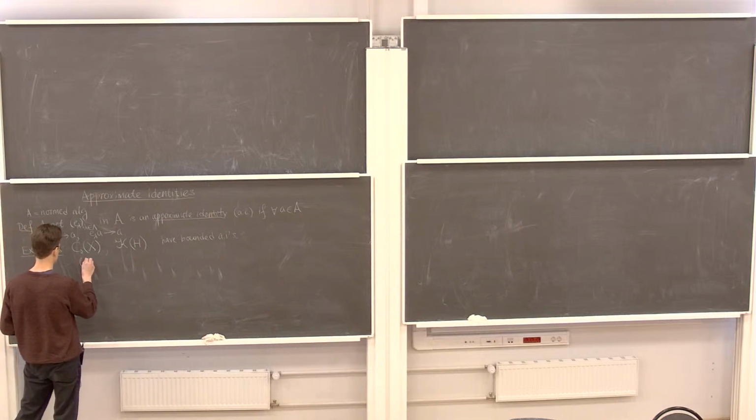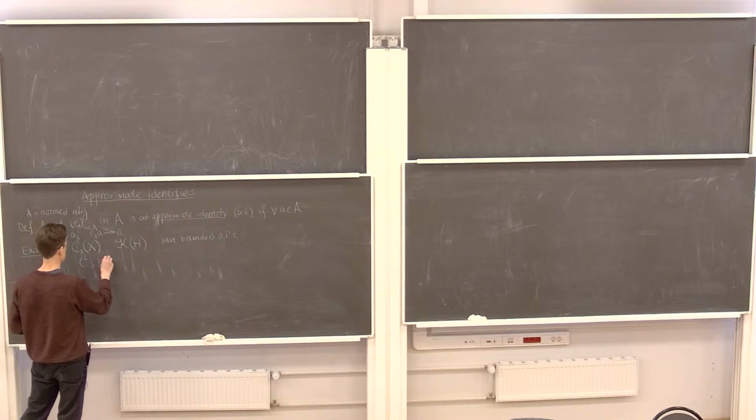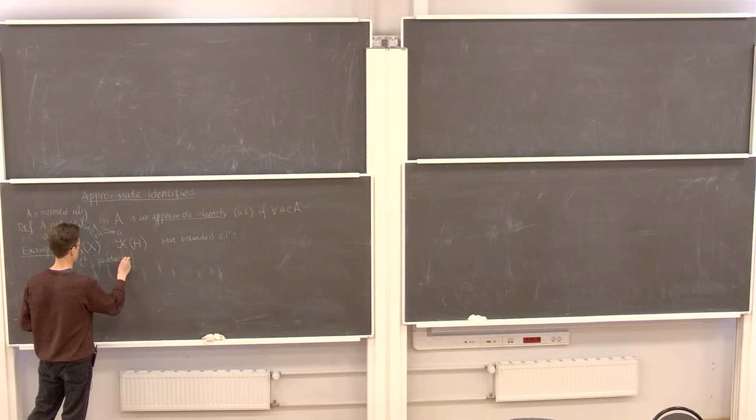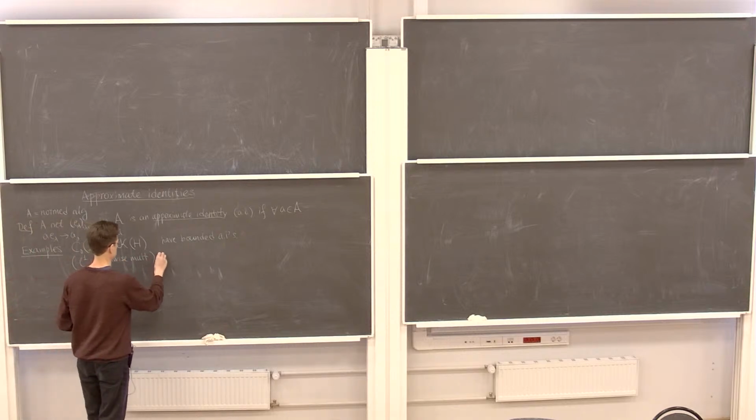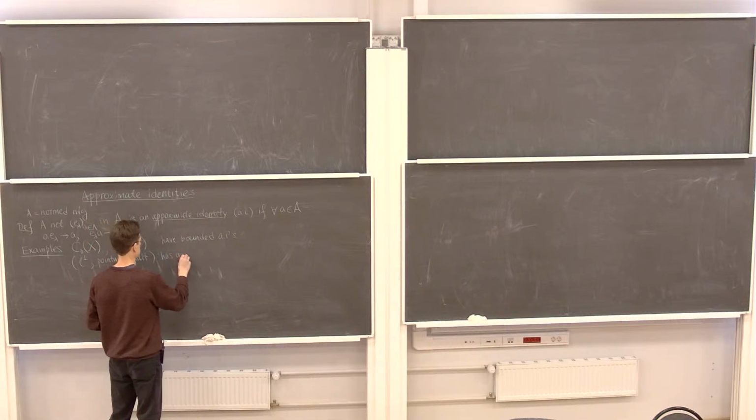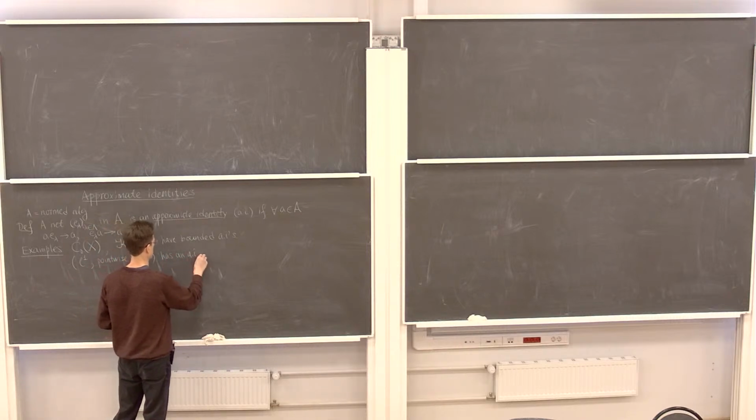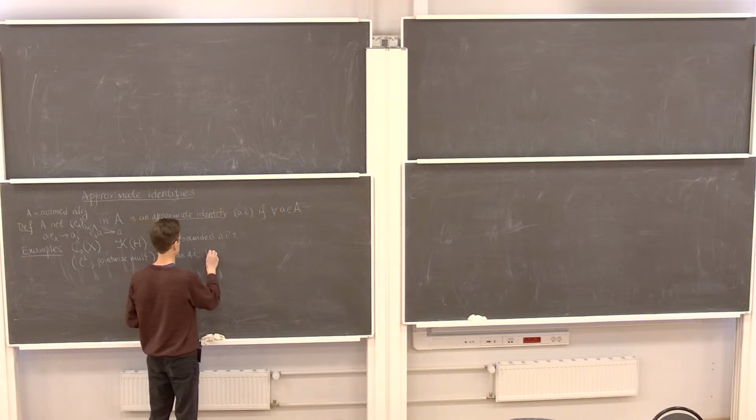A slightly different example was the algebra little L1, considered with the pointwise multiplication. This algebra has an approximate identity, but doesn't have a bounded approximate identity.